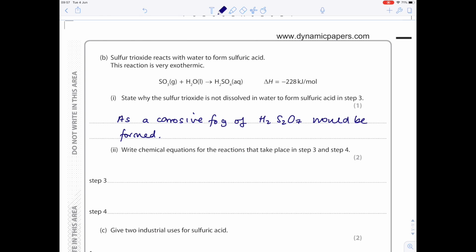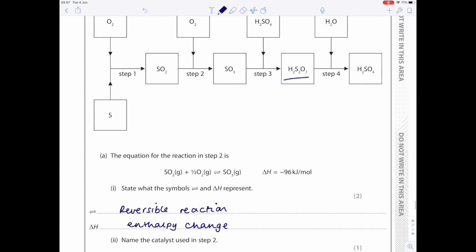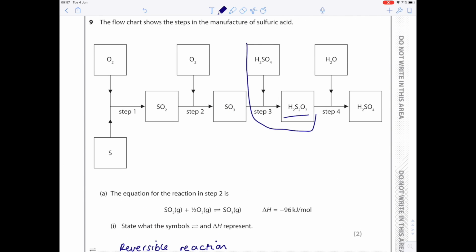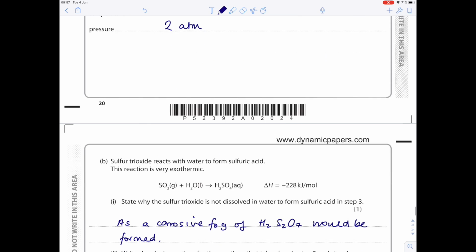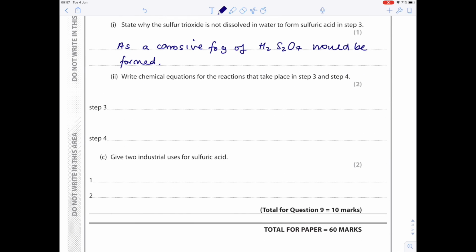Write chemical equations for the reactions that take place in step 3 and step 4. Okay, so there's step 3, and there's step 4. So for step 3, I'm going to write H2SO4 plus SO3 forms H2S2O7, which you can see from the diagram. Step 4, we're taking that product, H2S2O7, we're adding water to it to form 2 lots of sulfuric acid.